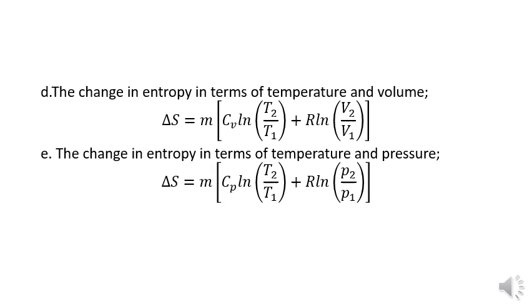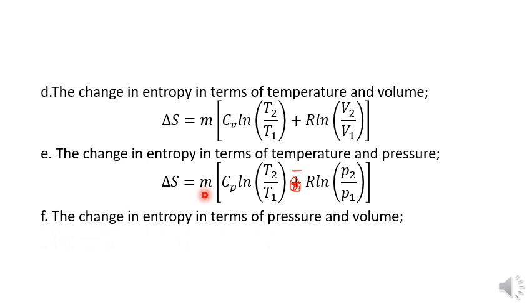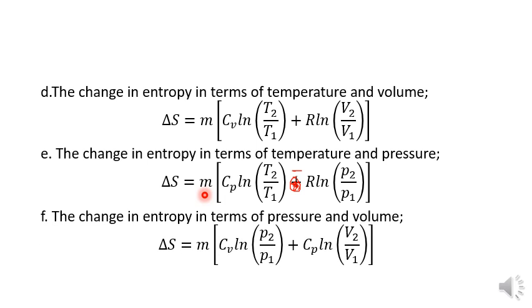And temperature and pressure: m Cp ln T2 by T1, sorry, here it is a minus, not plus, minus R ln P2 by P1. So delta S is equal to m Cp ln T2 by T1 minus R ln P2 by P1. Next, the change in entropy in terms of pressure and volume: delta S is equal to m Cv ln P2 by P1 plus Cp ln V2 by V1.